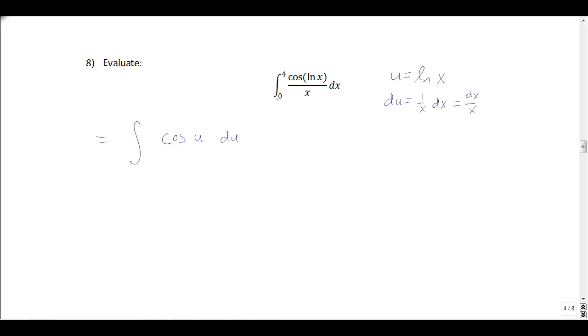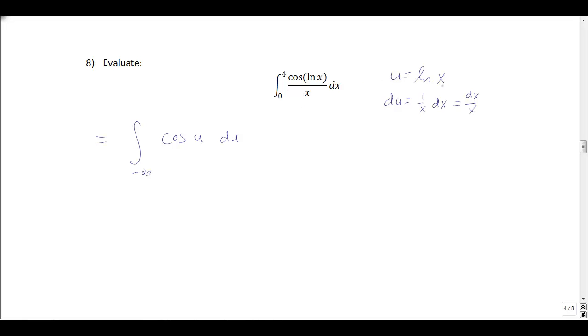And then my bounds, let's see, when x is 0, we get, oh, we have a problem here. So this one gets us in trouble here, because you'll notice we did these bounds. Well, when x is 0, what's natural log of 0? In some sense, that's negative infinity.